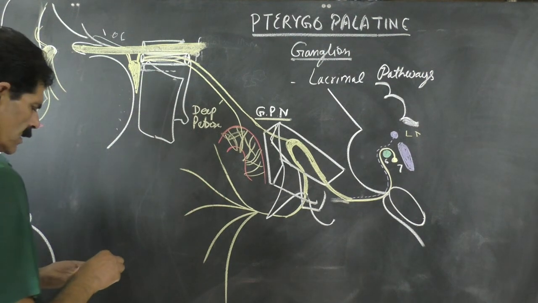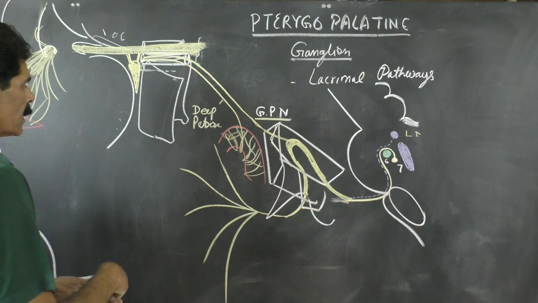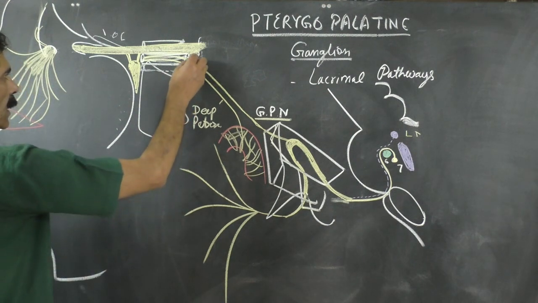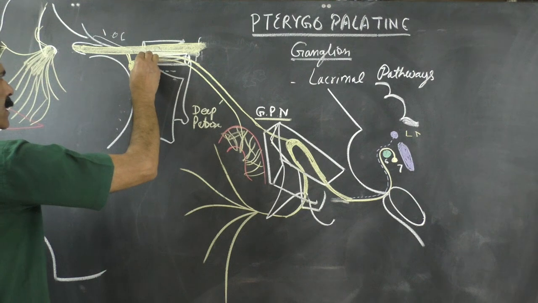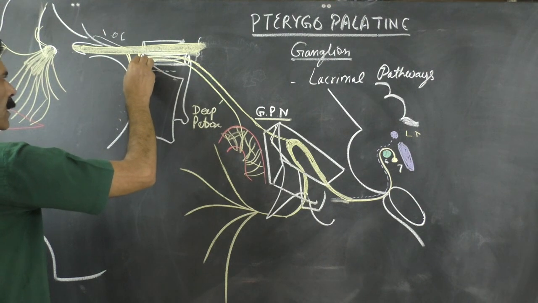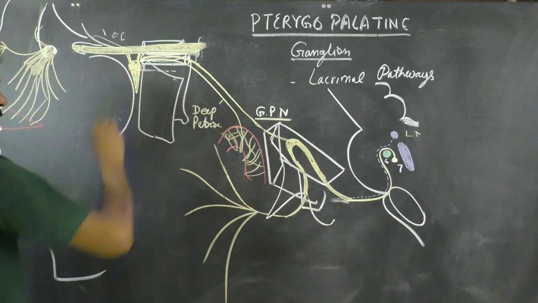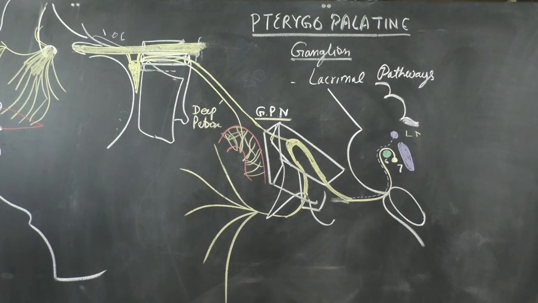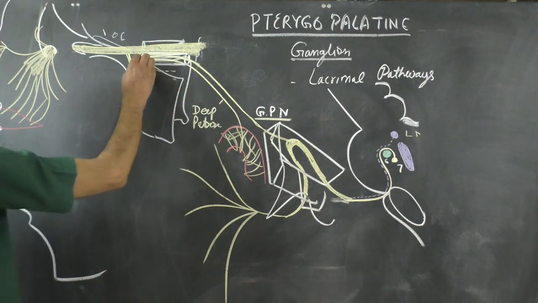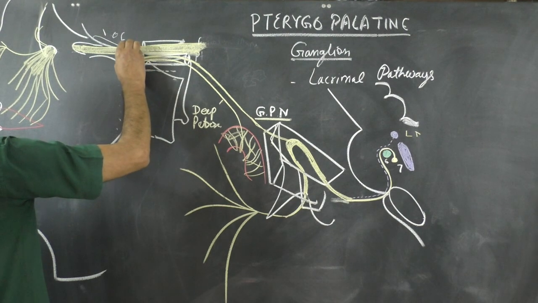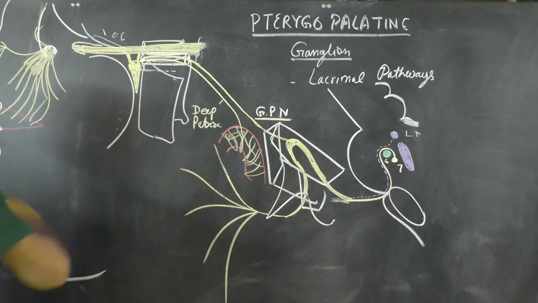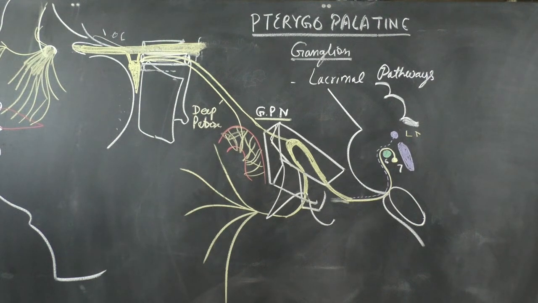Out of this, the greater petrosal nerve enters the Pterygopalatine ganglion and it relays into it. And the postganglionic fibers arise from here, and through the one root it enters the maxillary nerve.